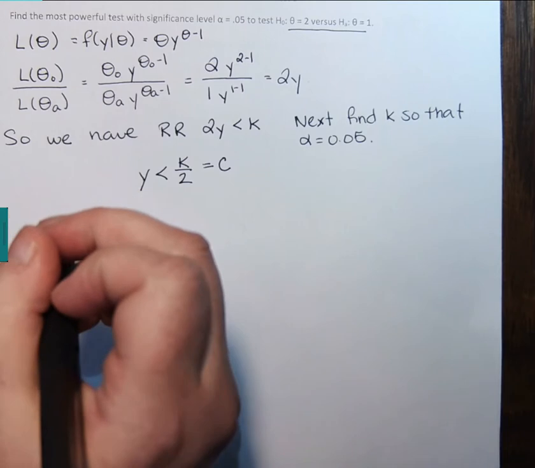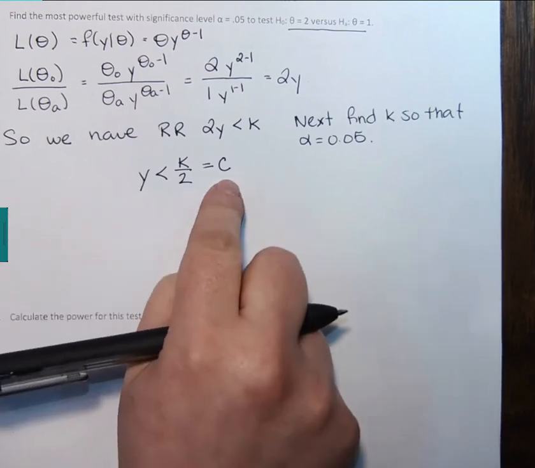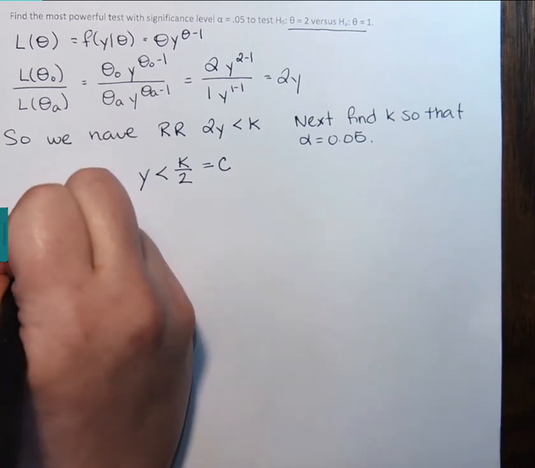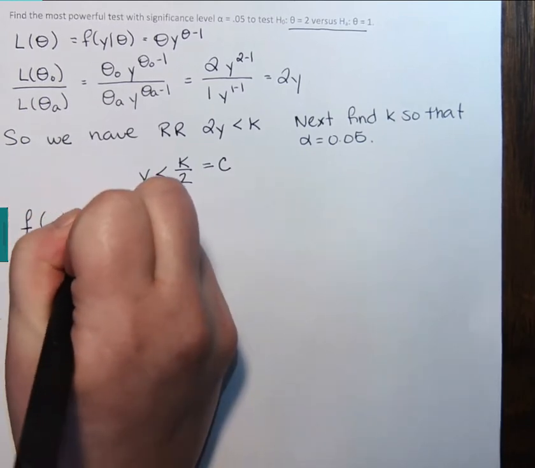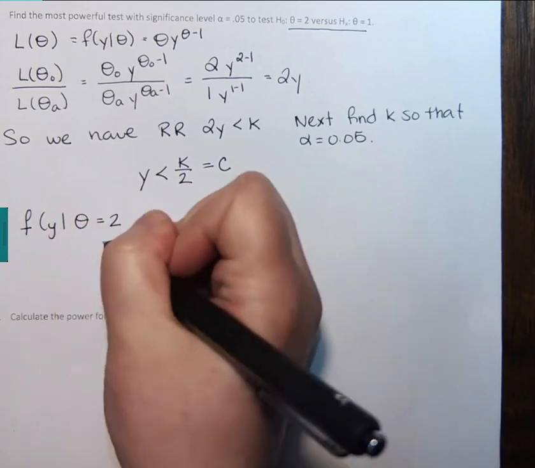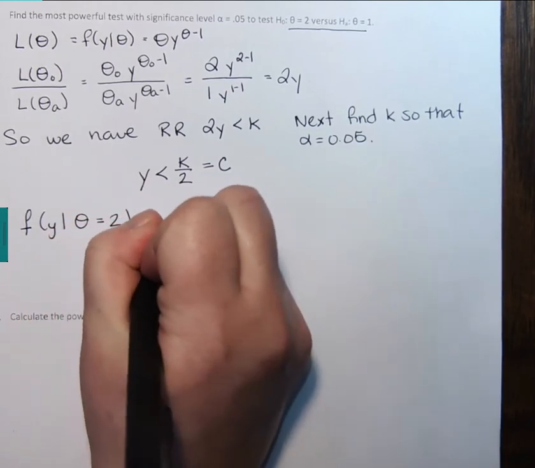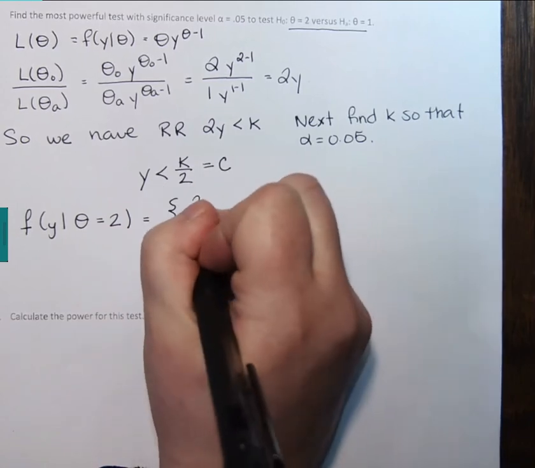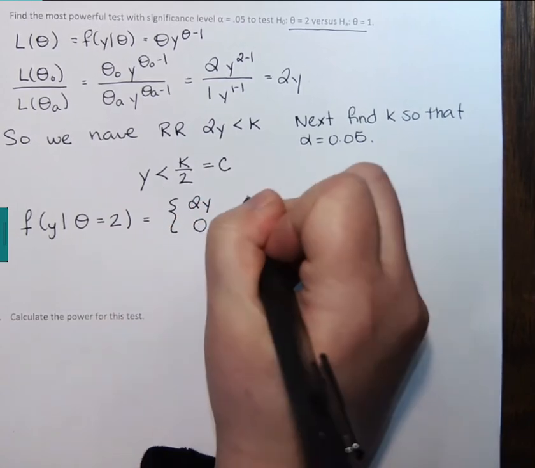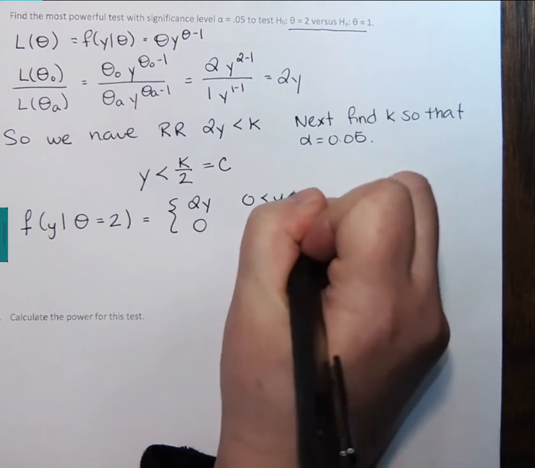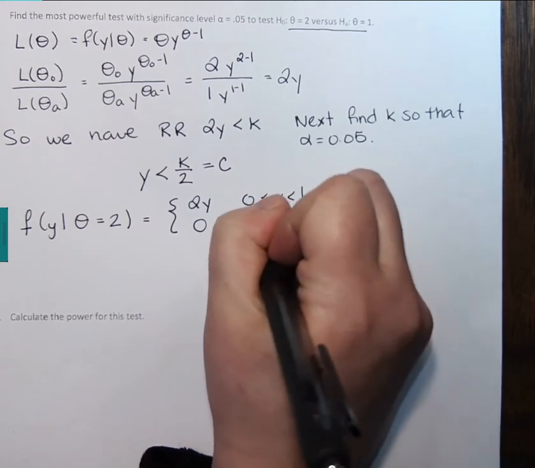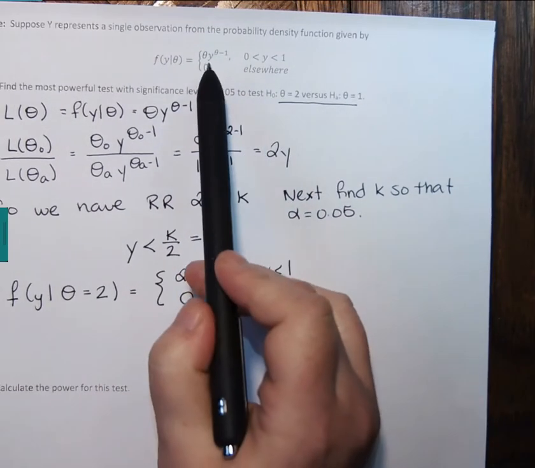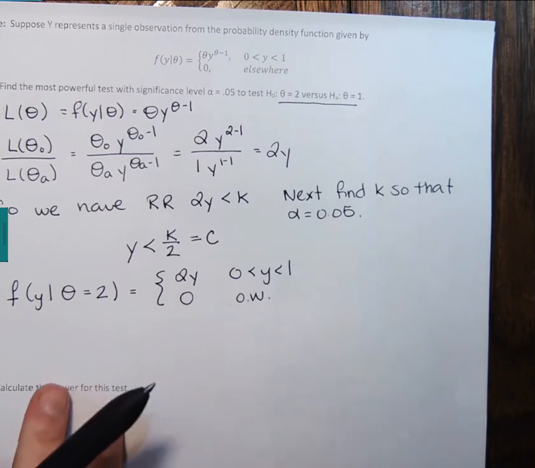So now, to find this value of c, which is going to be based on alpha, we're going to do the following. Notice that if we have f of y given that theta is equal to 2, remember that's what we had under the null, this is going to be equal to 2y when y is restricted between 0 and 1, and 0 otherwise. And this is just coming from looking up here and plugging in the value under the null.